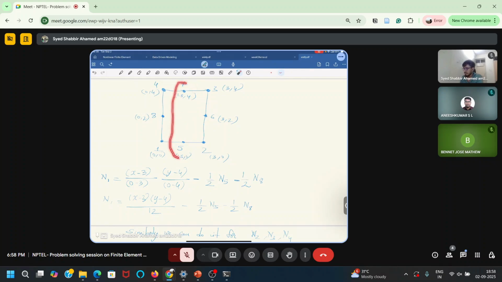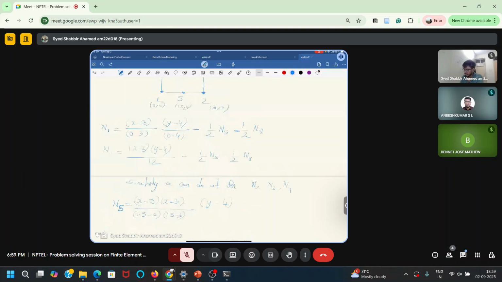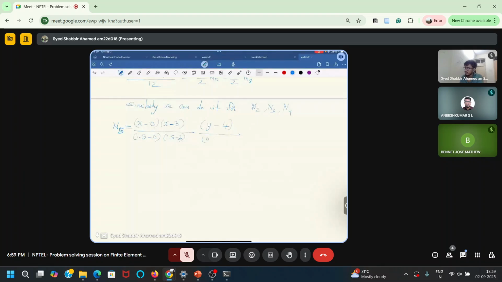But still we are using the Lagrangian interpolation in one dimension to get that for the serendipity element. So I want to write it for 5. I have only 7 here in my direction. So I can take x minus 0 into x minus 3, and I have to substitute the value of x at 5, which is 1.5 minus 0, 1.5 minus 3. And in the y direction, there is only y minus 4, because only 7 is there in the y direction: y minus 4 divided by 0 minus 4.